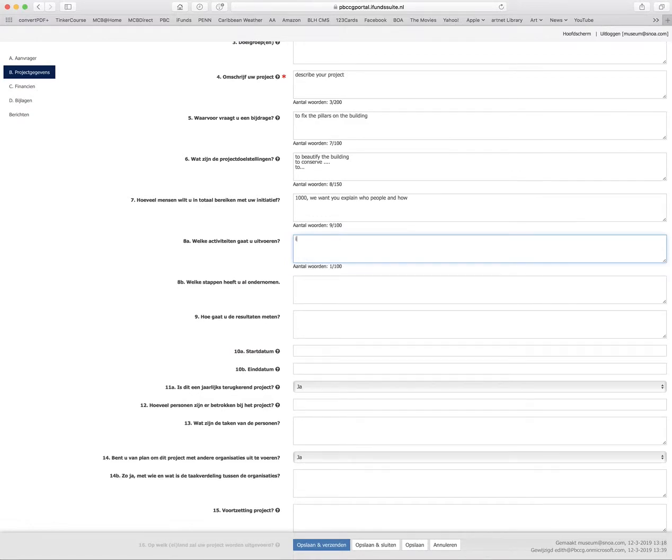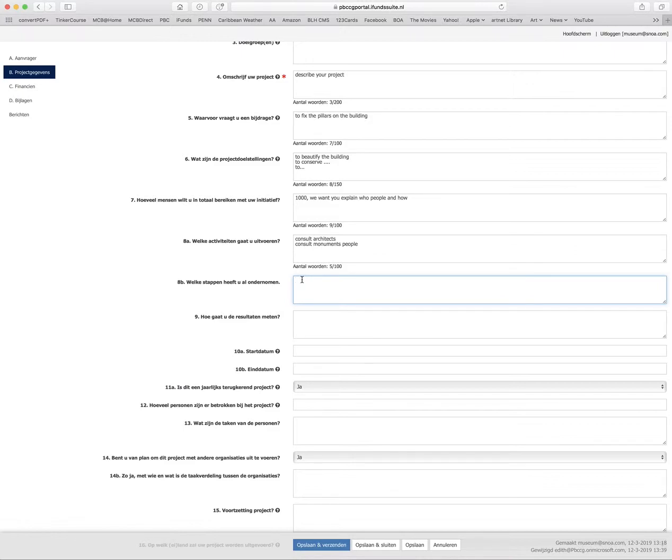So consult architects, consult monuments people, for instance, and whatever else you think you need to do. So again, give us some steps you are going to do here. We're going to ask you what you have done already.